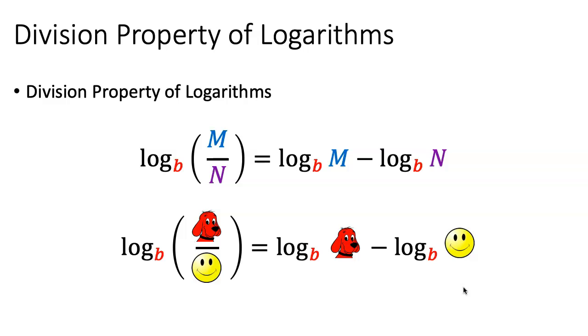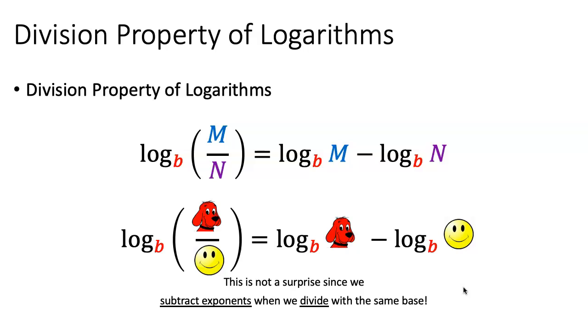The division property of logarithms. Similar to the product property, except now we subtract instead of adding. And that's really not a surprise because when we have the same bases and divide, we subtract the exponents. So this m over n will take log base b of m minus log base b of n. When we have log base b of Clifford over a smiley face, it's log base b of Clifford minus log base b of a smiley face.